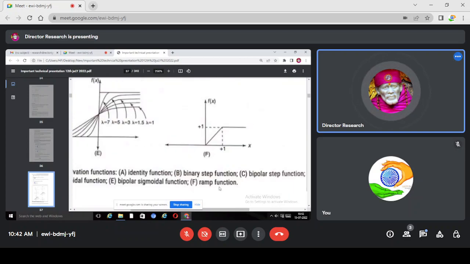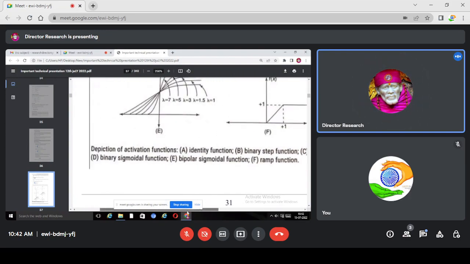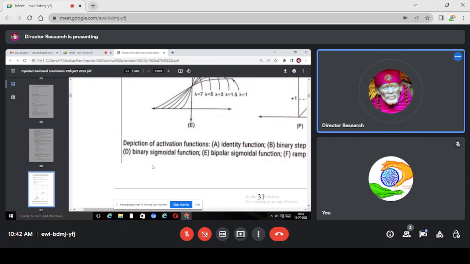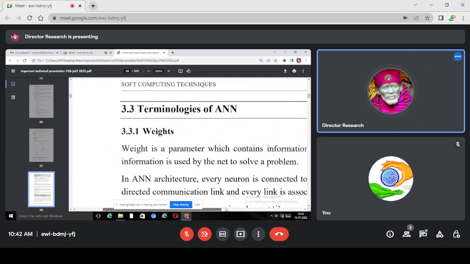Identity function, binary step function, bipolar step function, binary sigmoidal function, bipolar sigmoidal function, ramp function. Terminologies of artificial neural network.